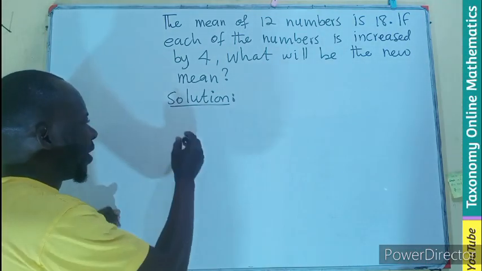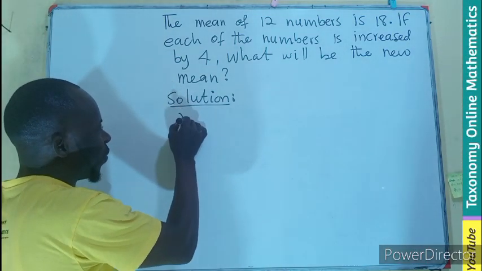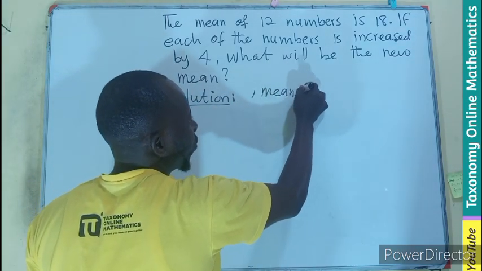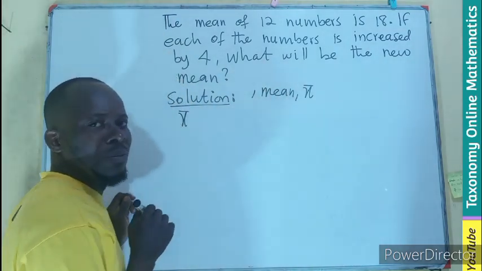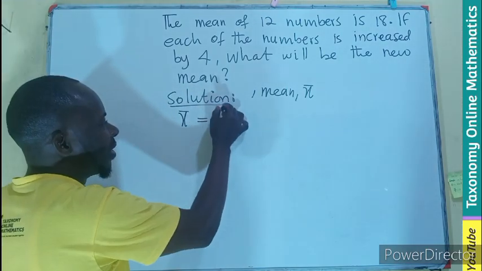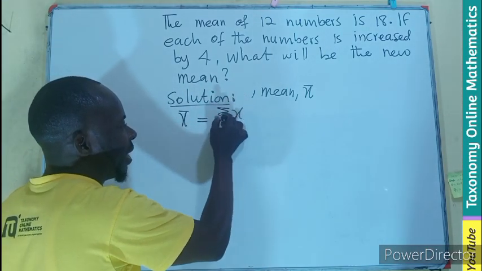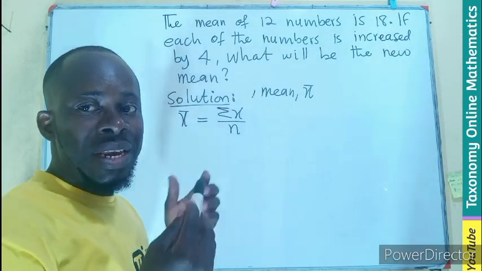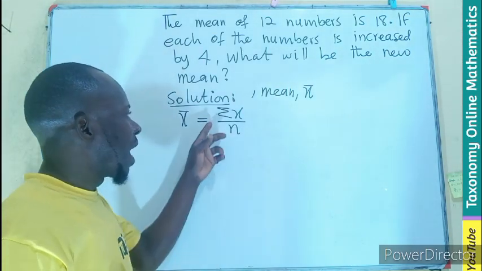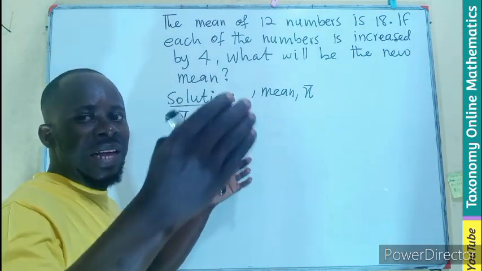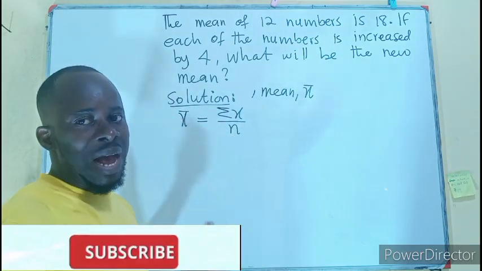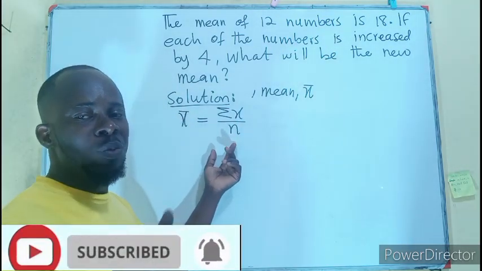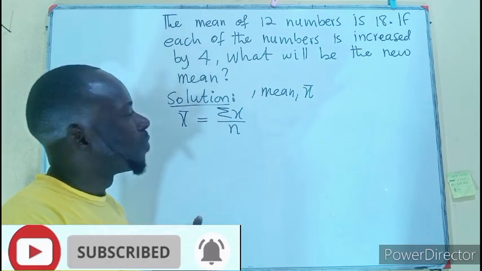Remember, to find the mean, if we have this to be the mean, then it means that if I add all the data, divided by the number n, it will give me the mean. That's the average. Adding sigma x. The x stands for the series of data. Adding all the numbers, divided by the number of numbers, you'll have the mean.